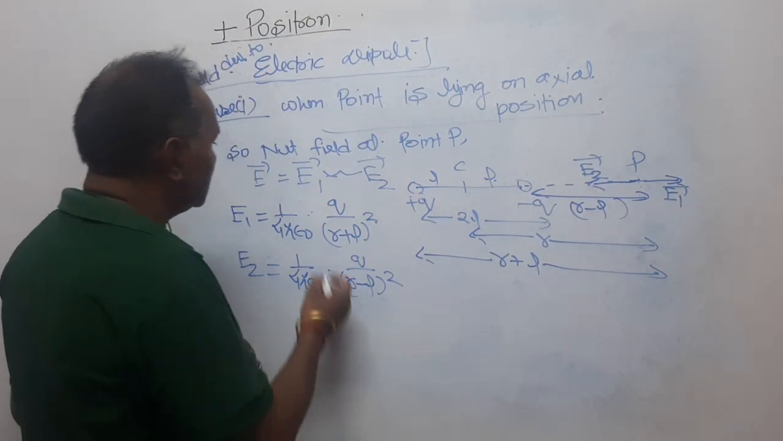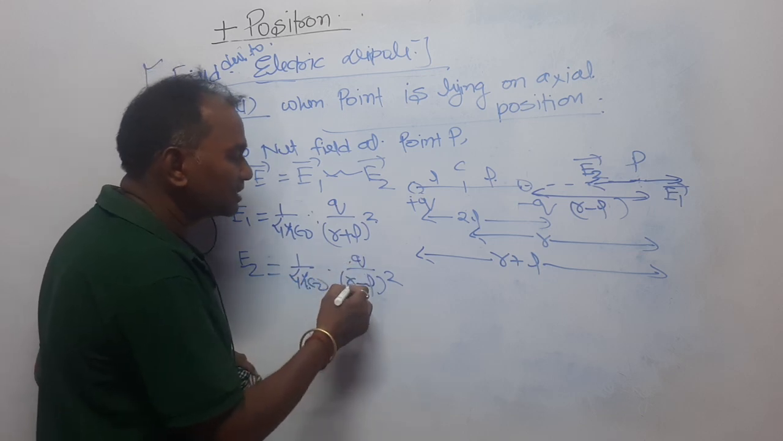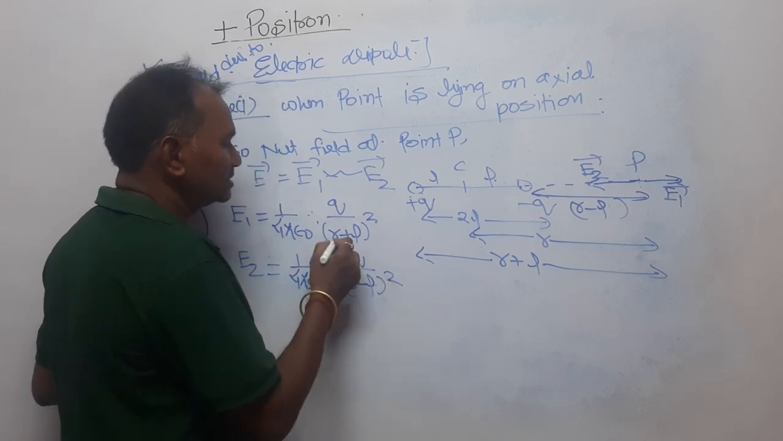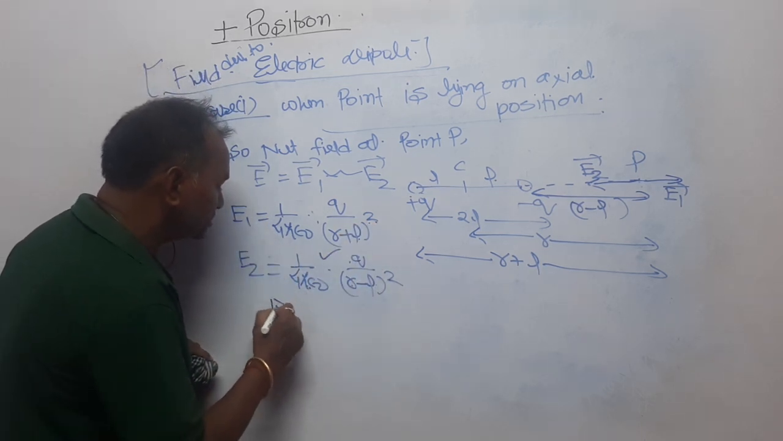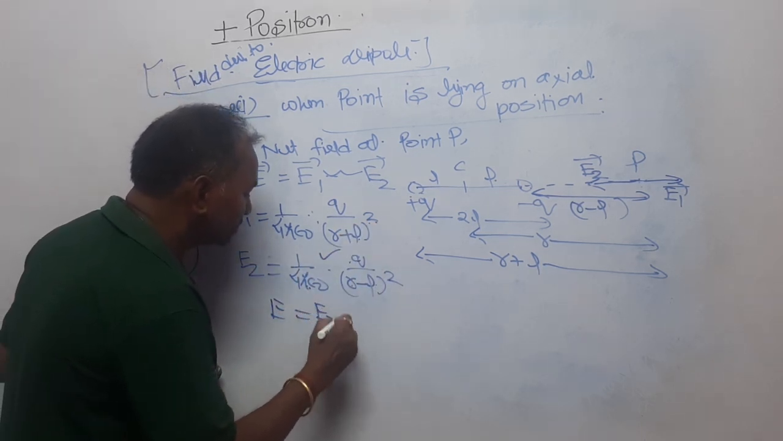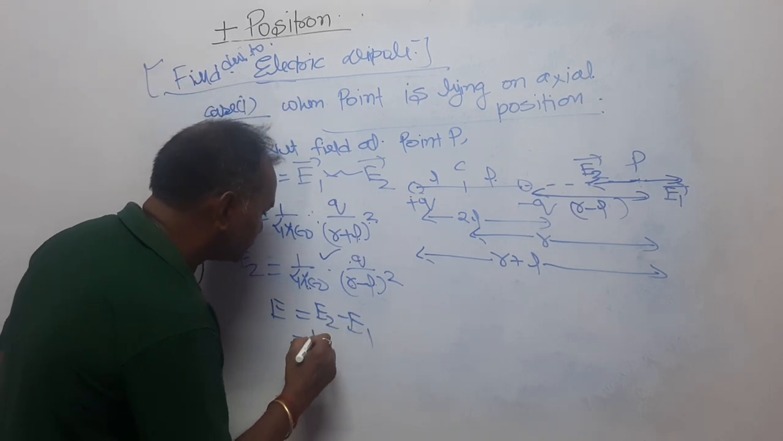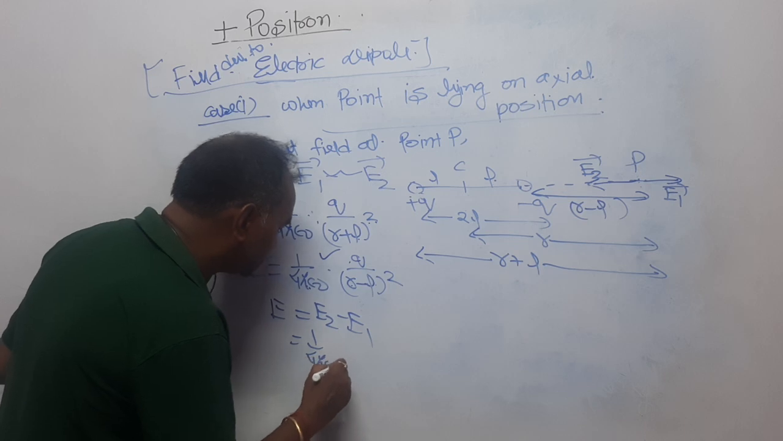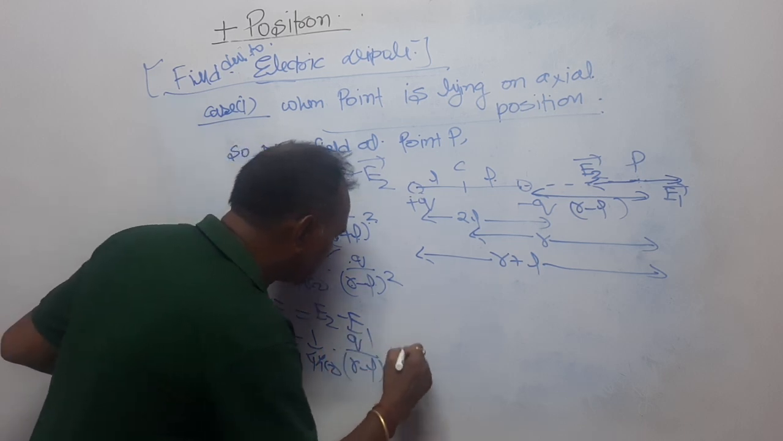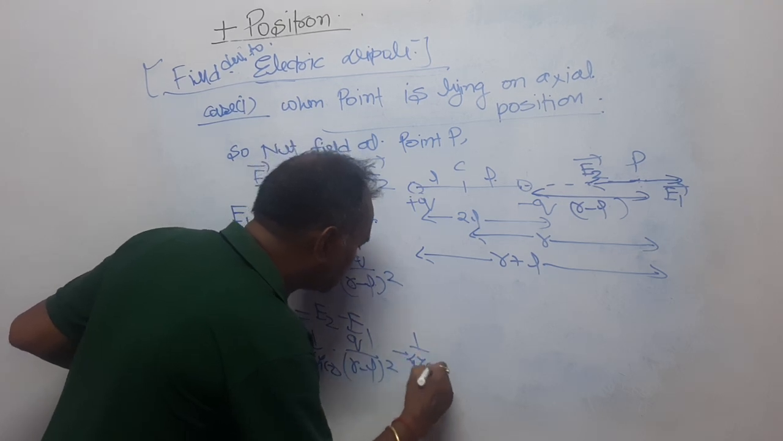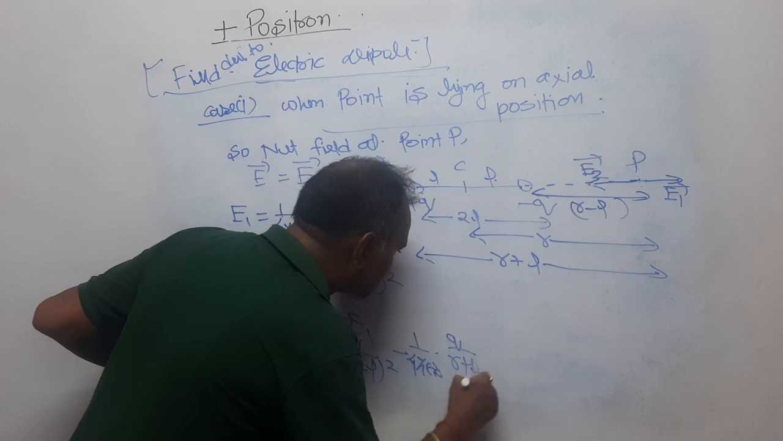Now, dear students, if you compare this, Q upon 4 pi epsilon naught is the same. This is 1 upon R minus L square. This is R plus L square. So this one is bigger than this. So E is equal to E2 minus E1. Now it becomes 1 upon 4 pi epsilon naught Q upon R minus L whole square minus 1 upon 4 pi epsilon naught Q upon R plus L whole square.